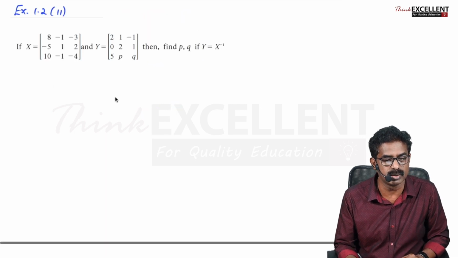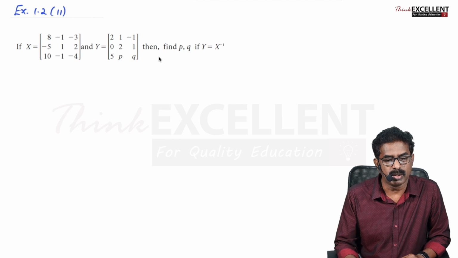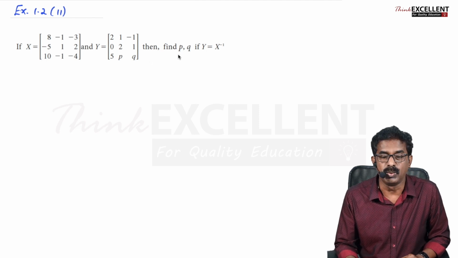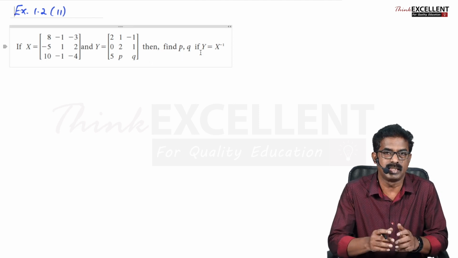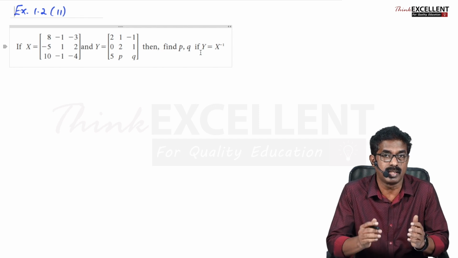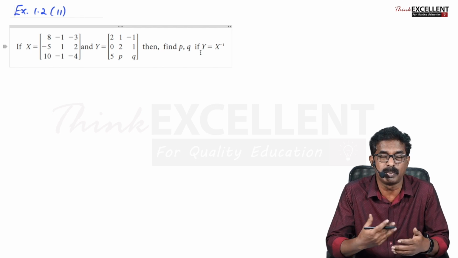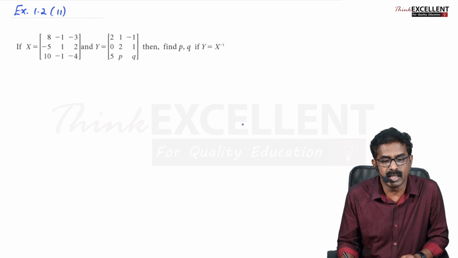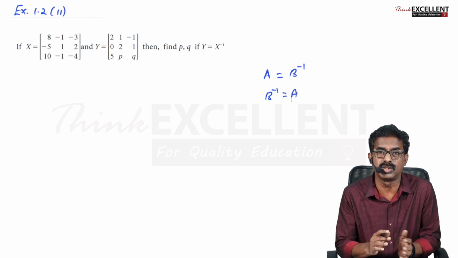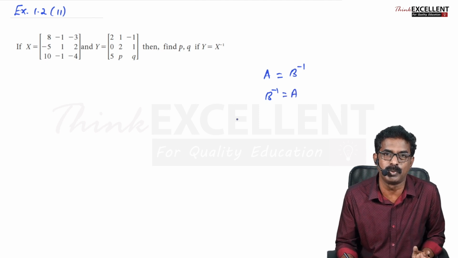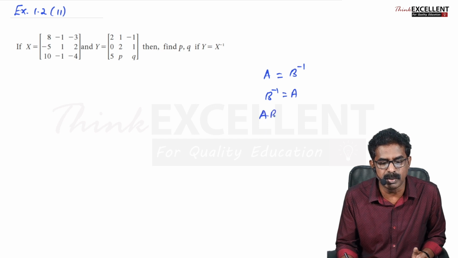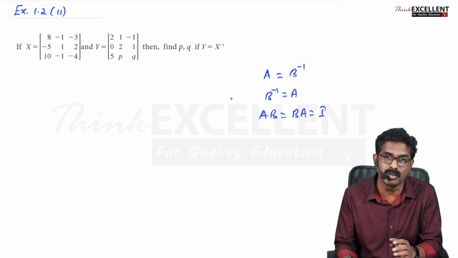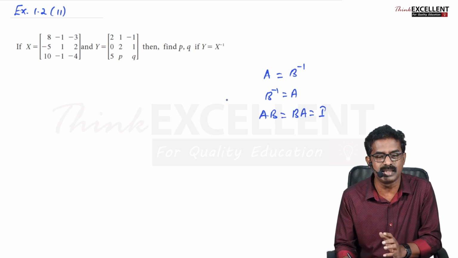Now let's go for the next question. X, Y two matrices given. Find P and Q if Y equal to X inverse. Try to recall the concepts we studied in the previous class. A equal to B inverse, or B inverse equal to A. That is, A and B are inverses of each other. What do you have to prove? AB equal to I, right? AB equal to BA equal to I. Then you say A equal to B inverse and B equal to A inverse.